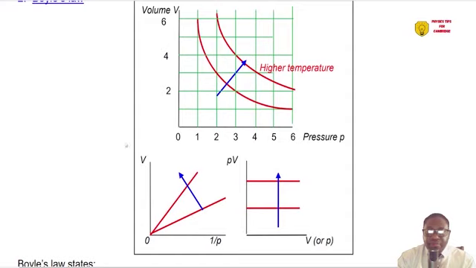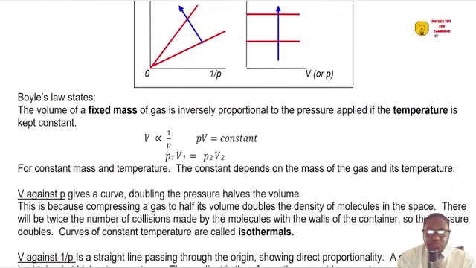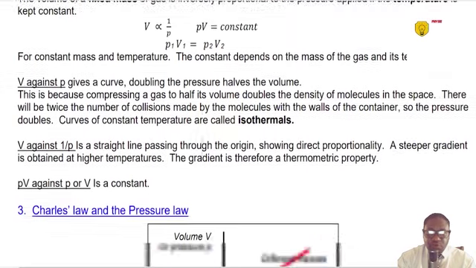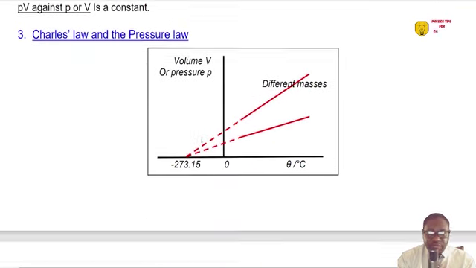If I plot a graph of V versus 1 over P, it's going to be a linear graph. The one with the least steep gradient is when the temperature is low, and when temperature is high, you're going to get a steeper gradient. If I plot a graph of PV versus P or PV versus V, I get straight line graphs. This is for a lower temperature and that's for a higher temperature. Since V is proportional to 1 over P, therefore PV should be equal to a constant, where we then come to P1V1 equals P2V2. Then we move on to Charles' law and the pressure law.